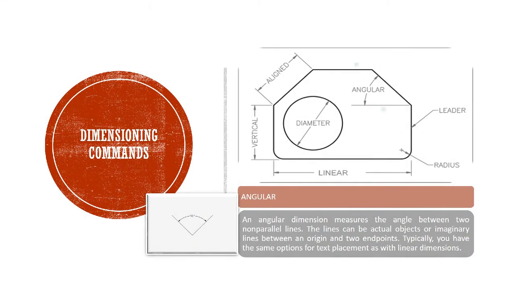The second dimension command is an angular. An angular dimension measures the angle between two non-parallel lines. The lines can be actual objects, or imaginary lines between an origin and two endpoints. Typically, you have the same options for text placement as with linear dimensions.